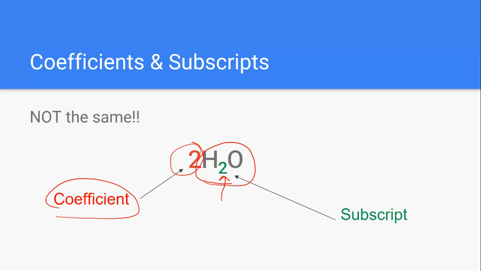Now remember, if you don't see anything next to the element, it is implied that there is just one of them. So we can say that we have 2 hydrogen and we have 1 oxygen. Okay.